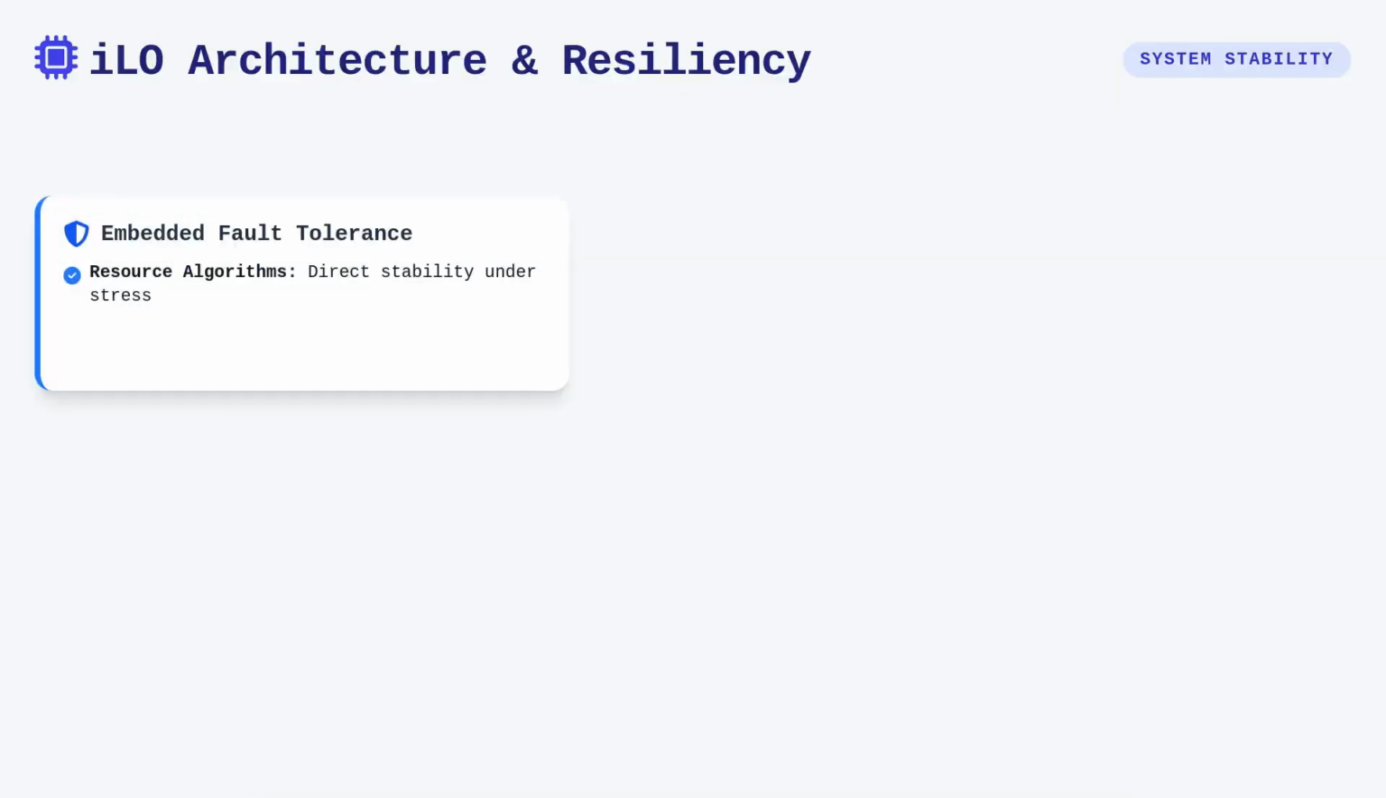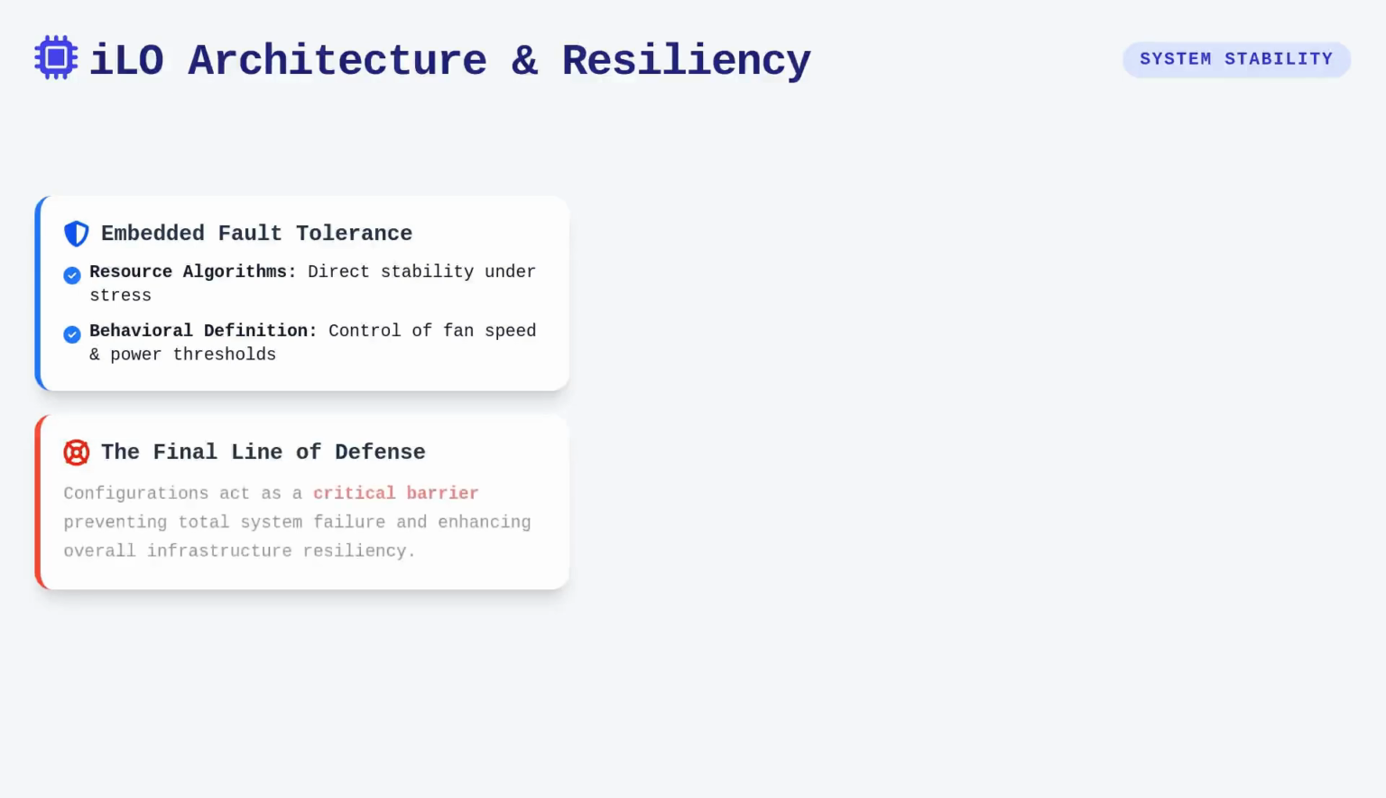Resource algorithms and fault tolerance mechanisms are embedded directly into the ILO architecture to ensure system stability under stress. When we configure ILO, we are essentially defining how the server behaves during abnormal conditions, including fan speed control algorithms and power management thresholds. These configurations act as the final line of defense before a potential system failure occurs, contributing to the overall resiliency of the infrastructure.